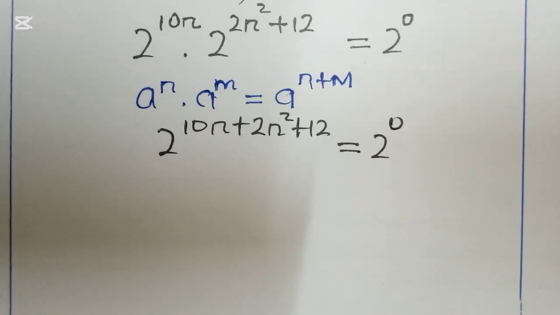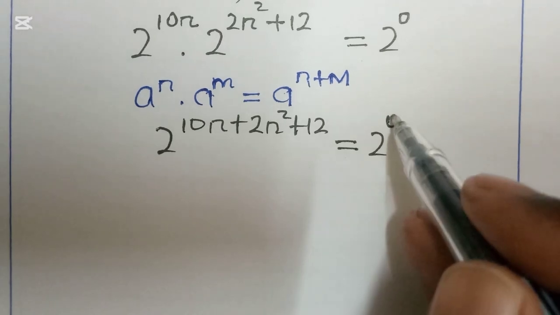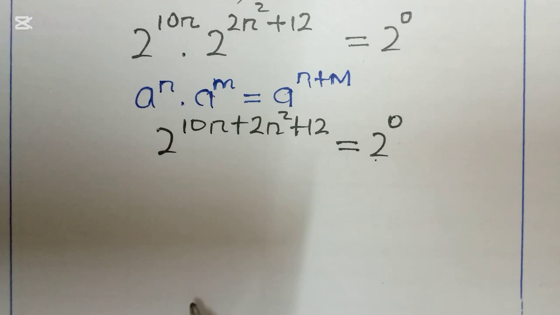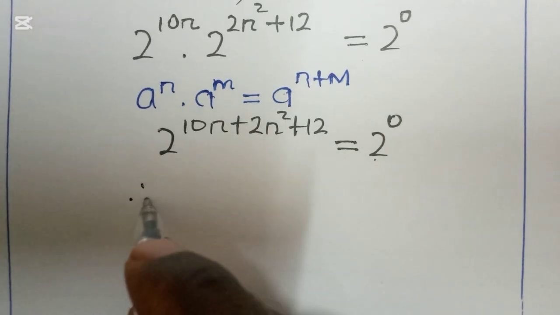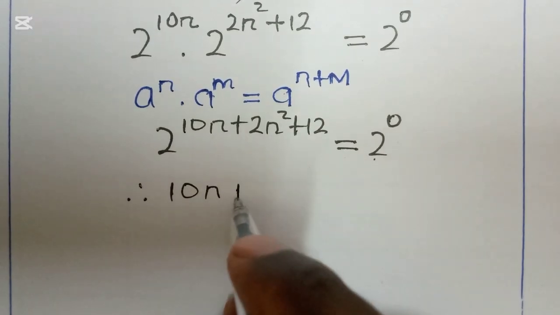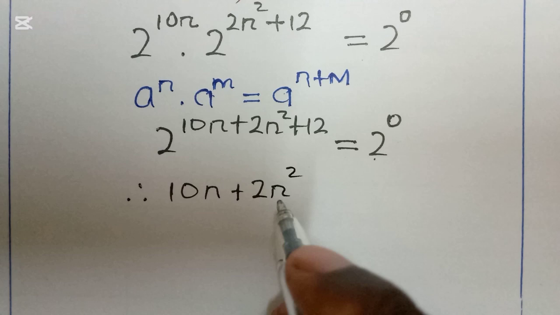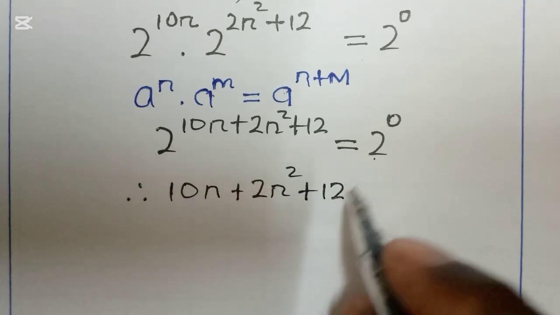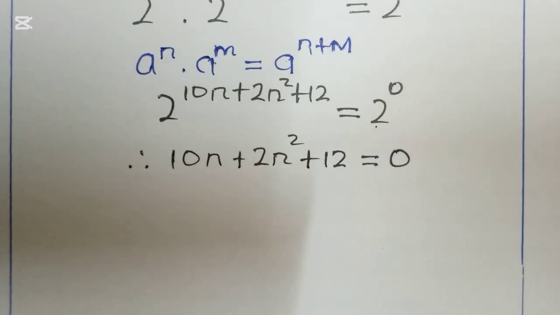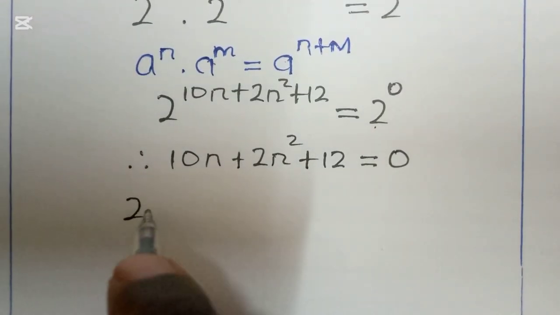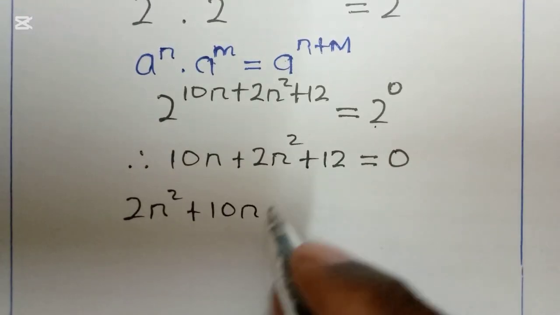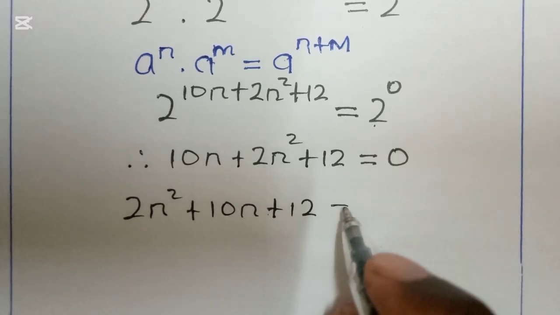Guys, now we come and argue this way: if the bases are equal, then the powers are also supposed to be equal. And so therefore, guys, we shall write 10n plus 2n squared plus 12 is equal to 0, like that. So this converts to a quadratic equation, which can be written as 2n squared plus 10n plus 12 equals to 0.